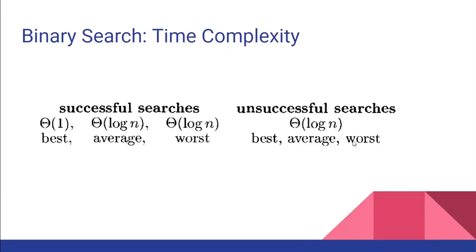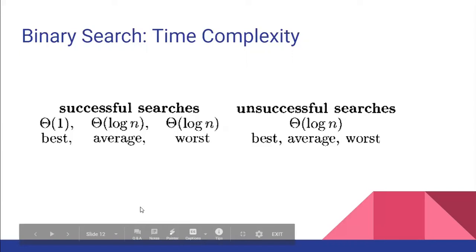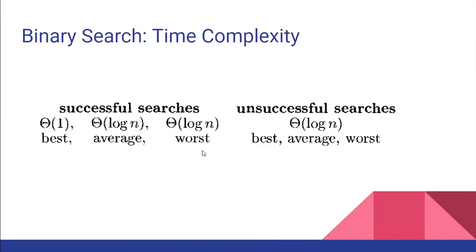Because even though the element is not present, we are searching in the list, first half as well as the second half, depending on the element, whether it is smaller or greater. Okay, so we are going to search. So that is why the time complexity in all the three cases for the unsuccessful search comes out to be theta of log n.